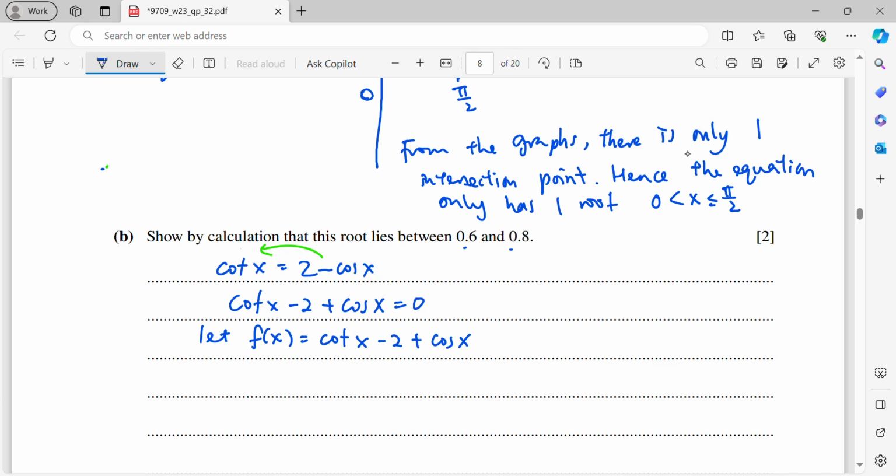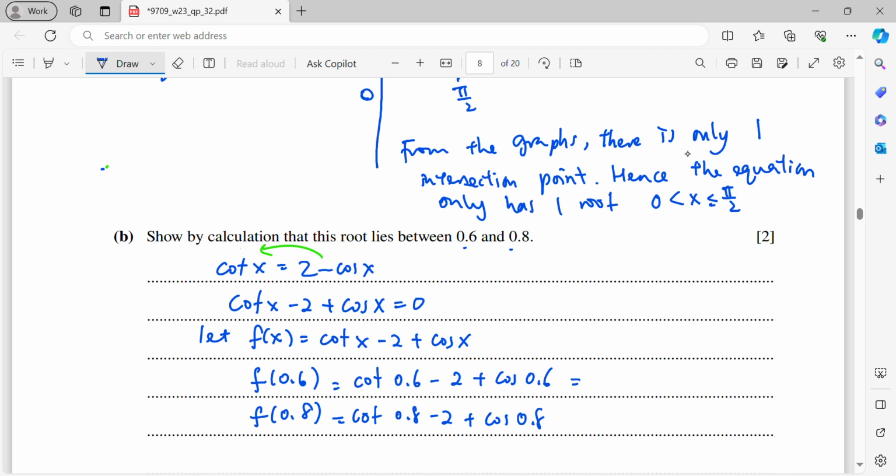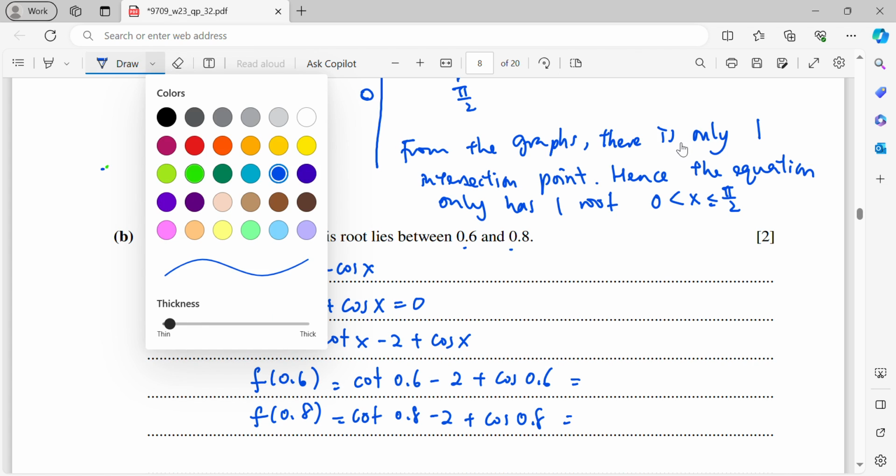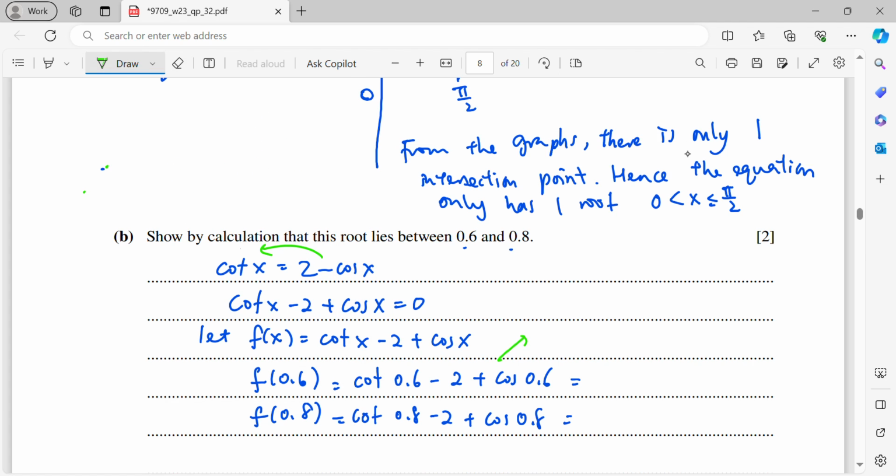Okay, to show that the root lies between 0.6 and 0.8, now you need to calculate these two values. So it will be cot 0.6 minus 2 plus cos 0.6 and also cot 0.8 minus 2 plus cos 0.8. So now when you calculate, make sure you set your calculator in radians mode.